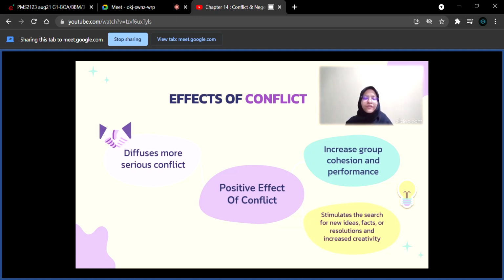The last positive effect is promote an assessment of power or ability. When there is conflict, the power of parties involved can be measured. Therefore, this will help the organization to use the power more effectively and correctly in the future. Also, organizations are able to prevent the same thing from happening.